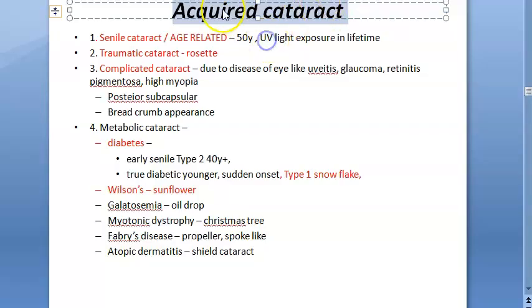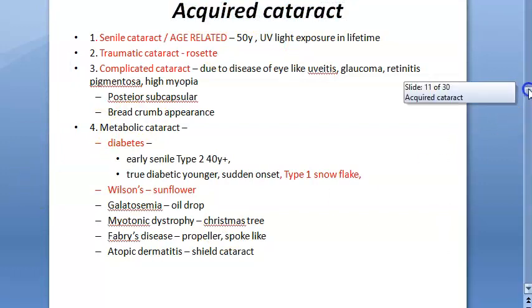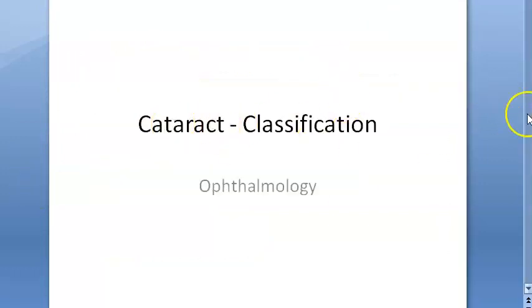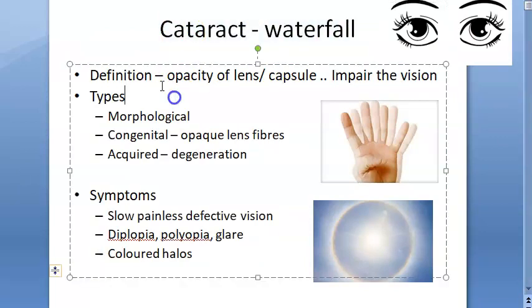Hello people, in this video let us look at the classification of acquired cataract. So where are we currently? Let's take a check. We looked at what cataract is, opacity of the lens or the lens capsule, which will cause impairment of vision. And in this you have so many types, congenital and acquired. Congenital classification we have already seen in the previous video. Morphological also we have seen in the previous video. So now in this we will look at the acquired cataract classification.